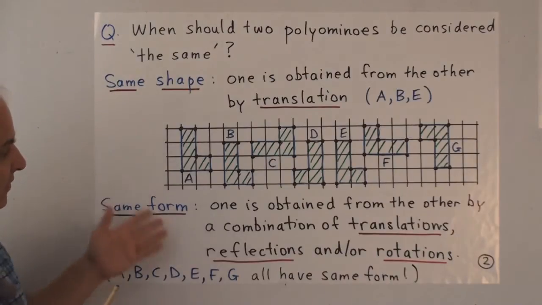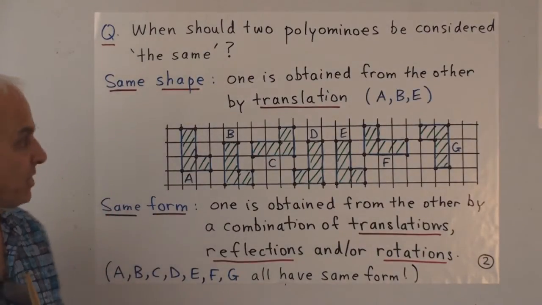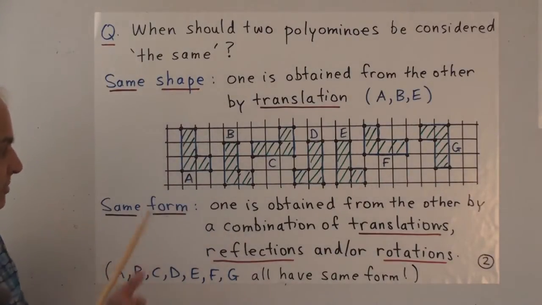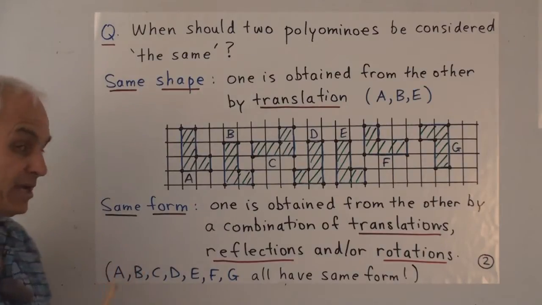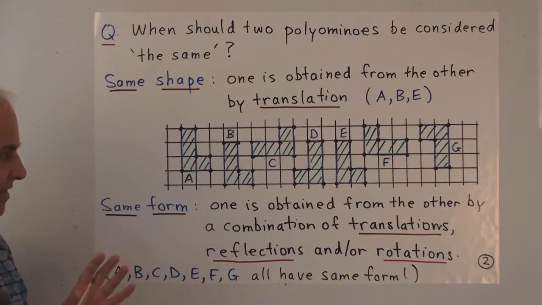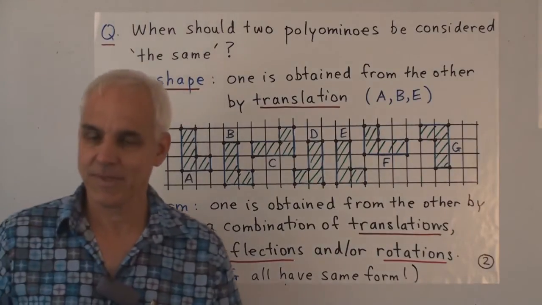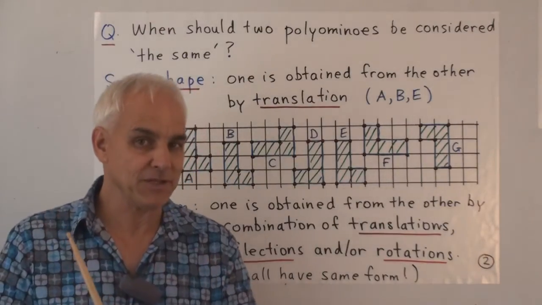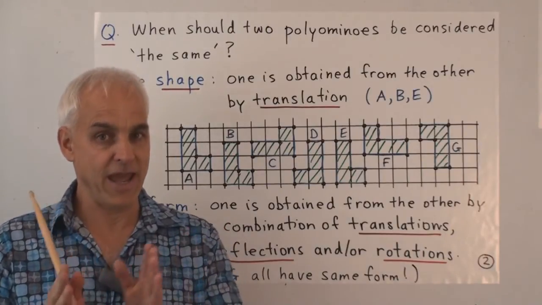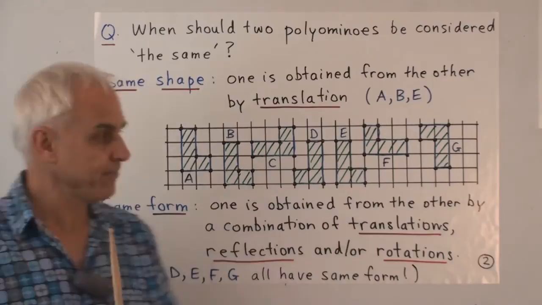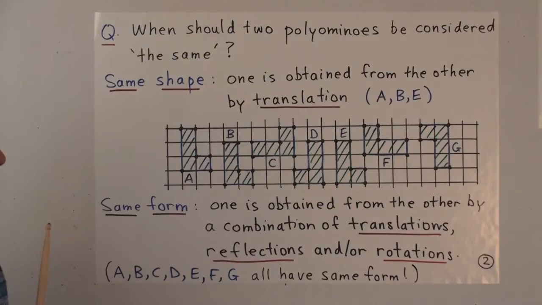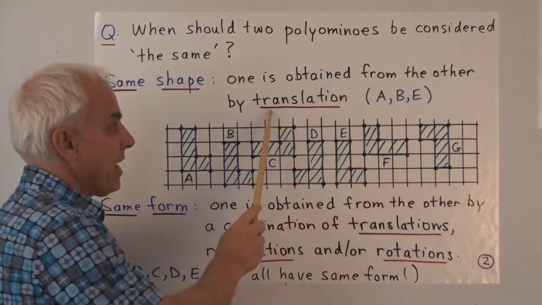There are at least 2 different possible ways of thinking about answering this question. One is in terms of a concept called shape, or same shape. Another one is a slightly related but different concept called same form. So let's have a look at the meanings of these words. In mathematics, we want to be careful about the meanings of words. This is a very good example of how we're going to slow down and have a good look at how we're going to use words. So we're going to say that 2 polyominoes are the same shape when one is obtained from the other by a translation.